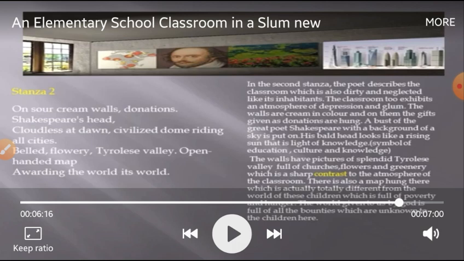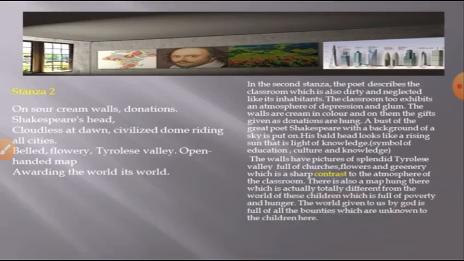They symbolize the progress and development that the world has achieved, right? Civilized dome riding all cities means spread over, you can see from the sky. But what do they promise? Once again, progress, civilization and development, three things. So do these children have any access to this civilized world? That progress, that development, not even the taste of it. They have nothing. They are very poor, don't even get proper food. So once again, this is very ironical. What is this picture doing here? What it is promising, the children have no access to it.